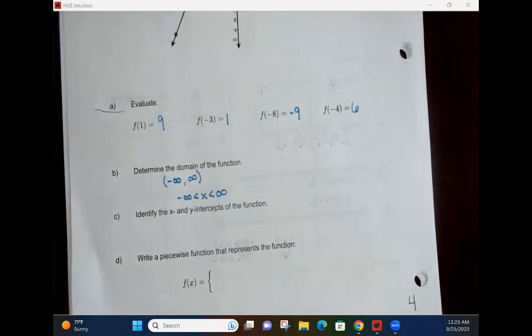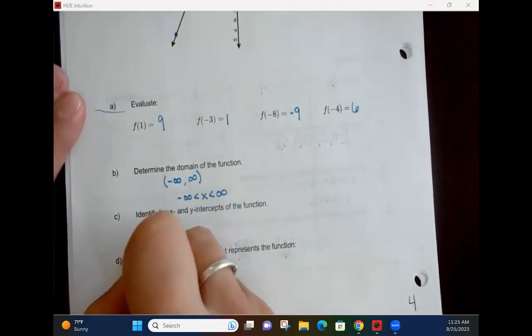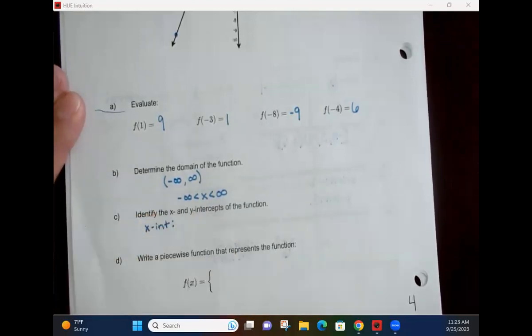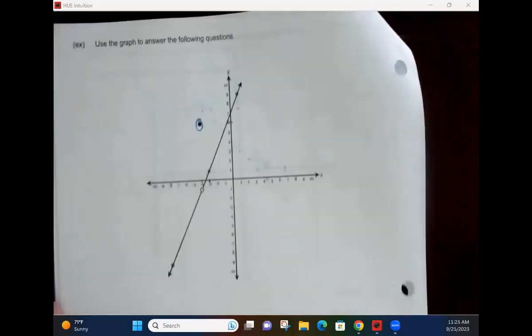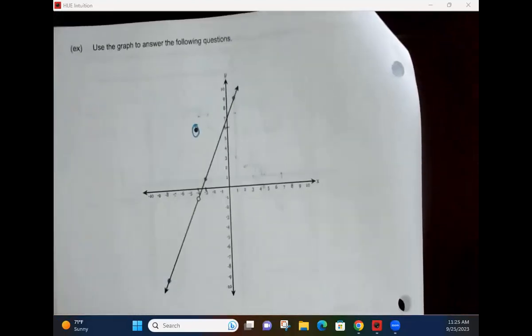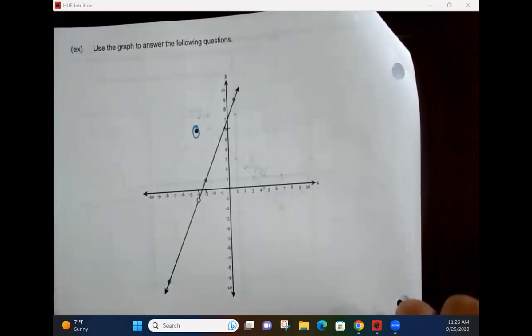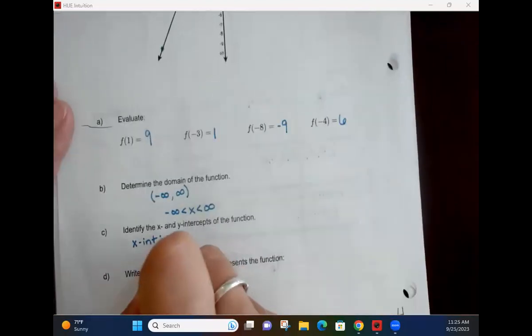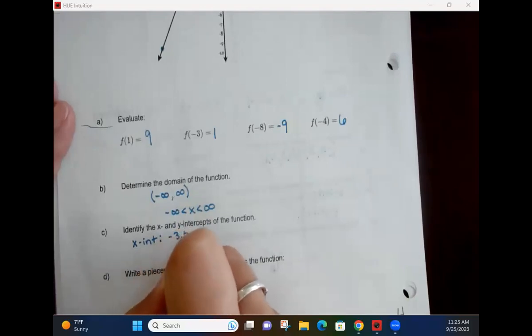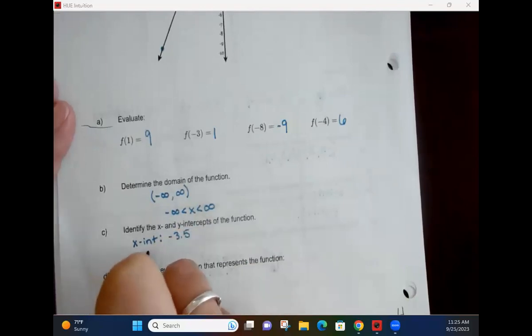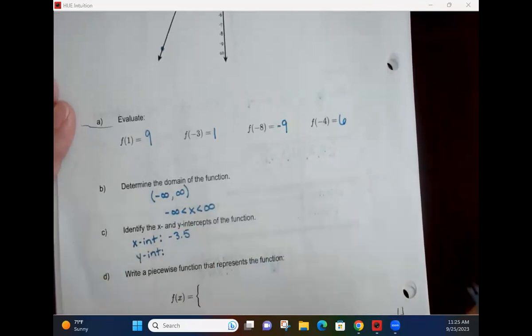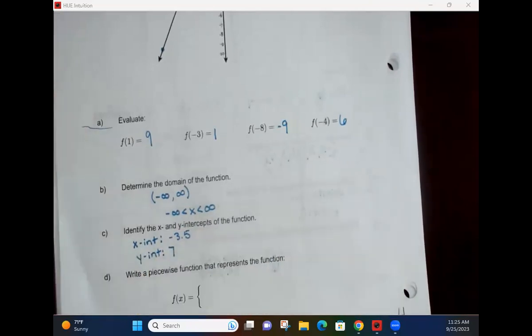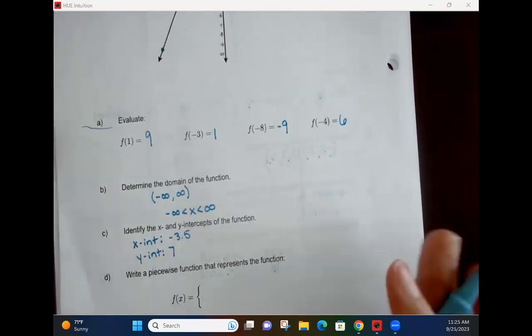Let's talk about intercepts. Any x-intercepts on this graph? Do I cross the x-axis? Sure do. Where? Yeah, like -3.5-ish. How about the y-intercept? At 7. Good.